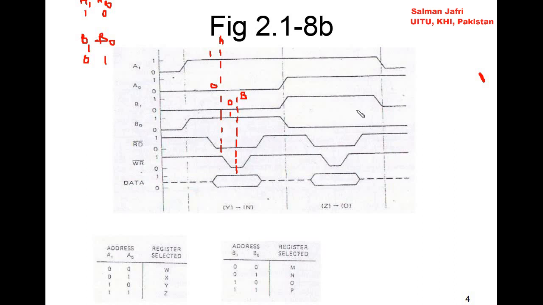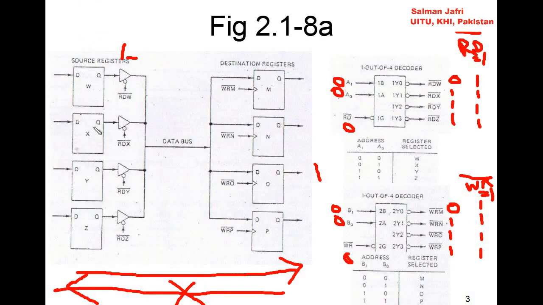Now, we have seen that the left hand side registers can only be read because of these output signals, and the right hand side signals can only be written because of these write signals, right? So how can we convert this unidirectional data bus into a bidirectional data bus? Any suggestions? What can be done?